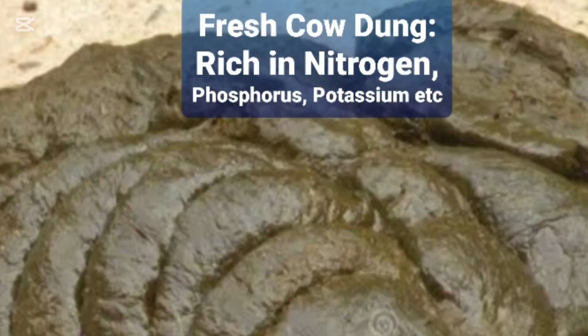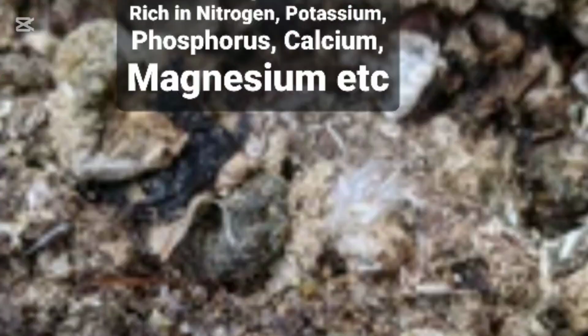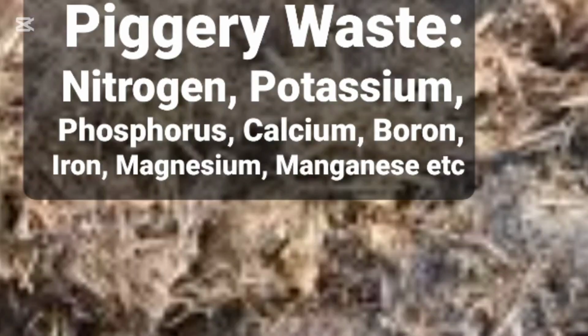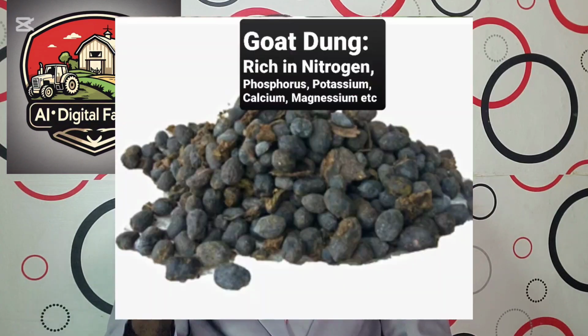First, the things we are going to be using as recipe include sawdust. That is number one. Another one is animal dung. Animal dung could be poultry waste, piggery waste, cow dung, or goat dung.